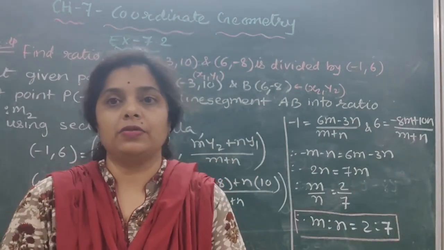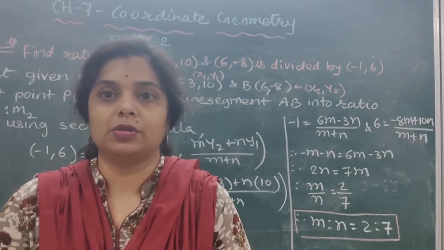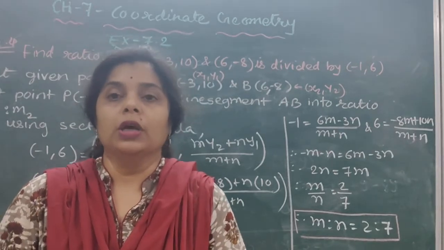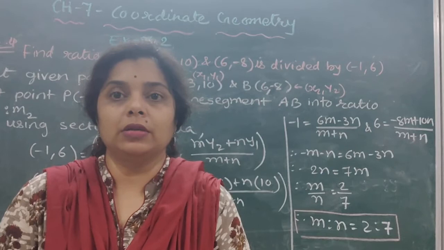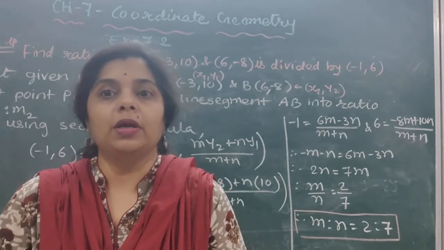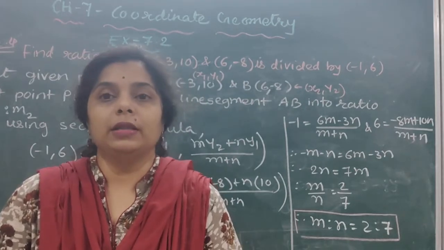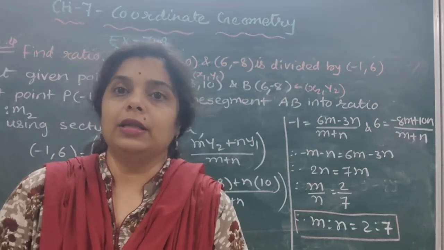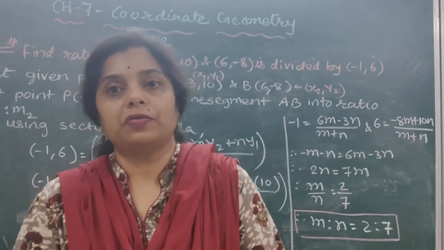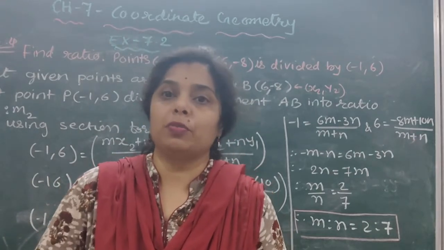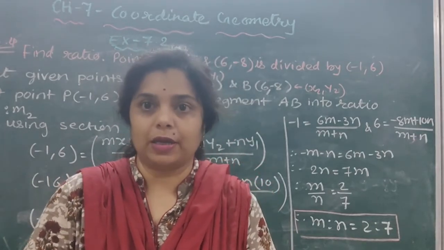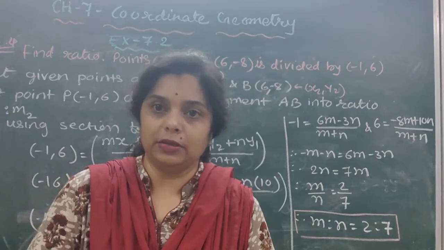In the last lecture, we saw the sums of exercise 7.2. In that, we solved the examples by using the distance formula as well as the section formula. In that section formula sum, it was asked to find the coordinates of a point which divides the line segment, and the ratio is already given.